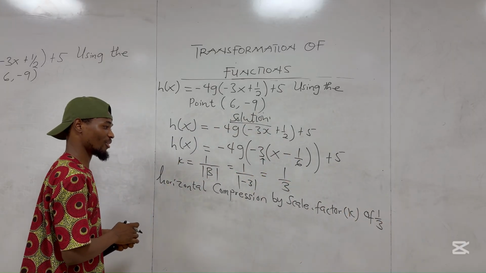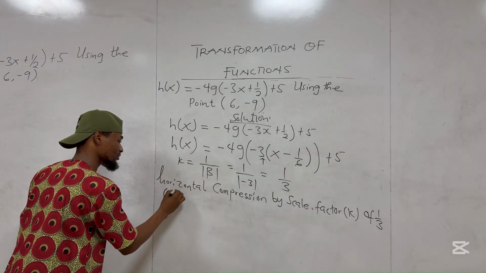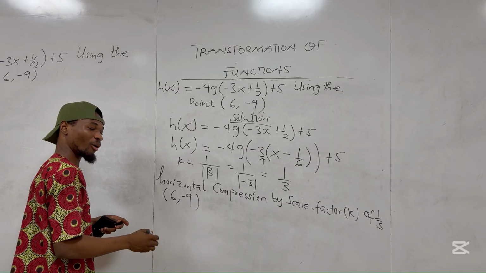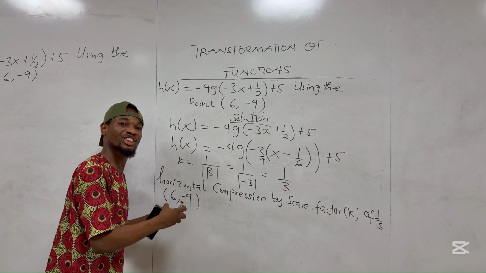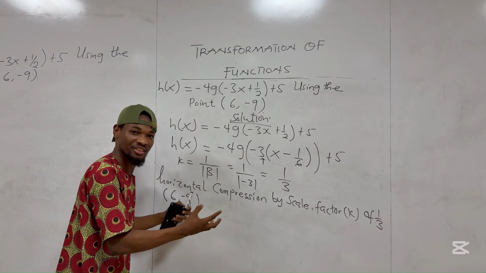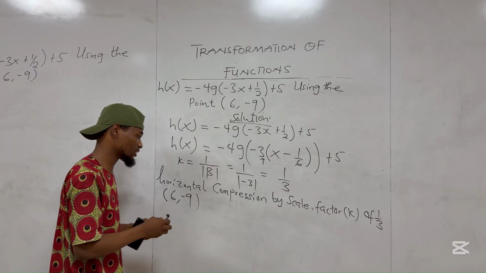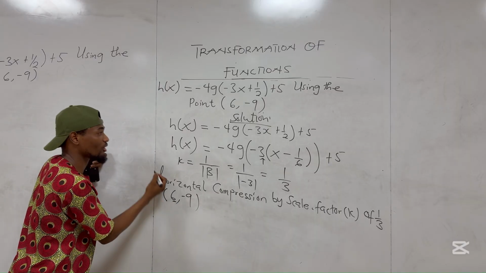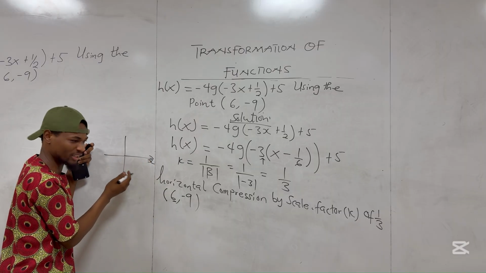So therefore, given the point, we have 6 and negative 9. Whenever you hear horizontal compression, horizontal stretch, vertical compression, vertical stretch, you are going to multiply. You are going to do some sort of multiplication over there. So which one is horizontal? It is x, because x is along the horizontal. So this is my x-axis along the horizontal. Look at it that way.